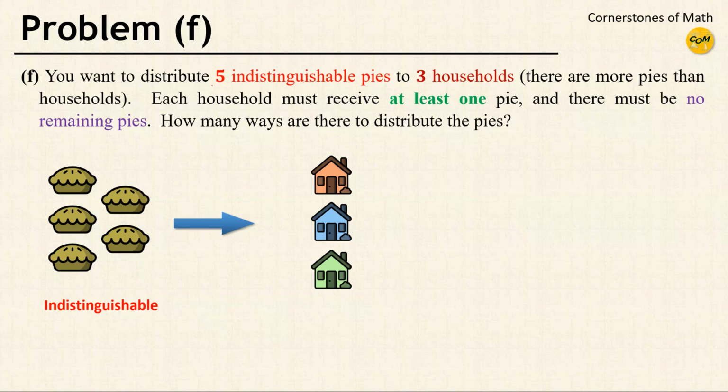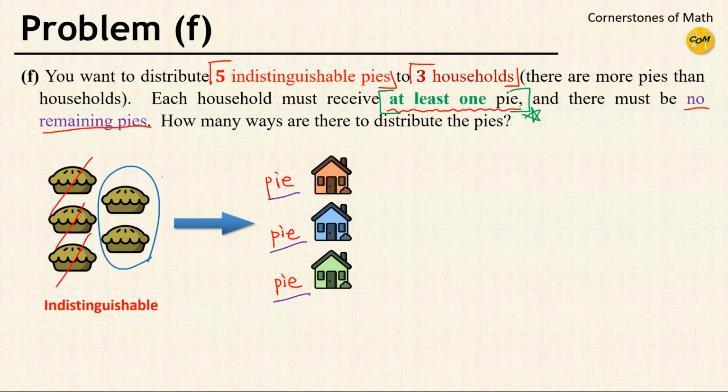Alright, what's next? In problem F, you want to distribute 5 indistinguishable pies to 3 households, so there are more pies than households. Each household must receive at least 1 pie, and there must be no remaining pies. How many ways are there to distribute the pies? The key here is that each household must receive at least 1 pie, so having 0 pies is not allowed. Well, in that case, we can start by giving each household a pie, so that each household has at least 1 pie. Then there are 2 pies remaining, and we simply distribute these 2 indistinguishable pies to 3 households.